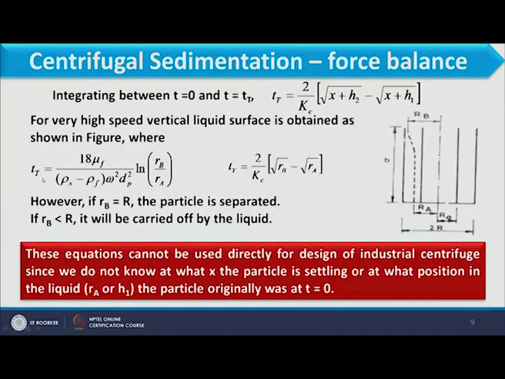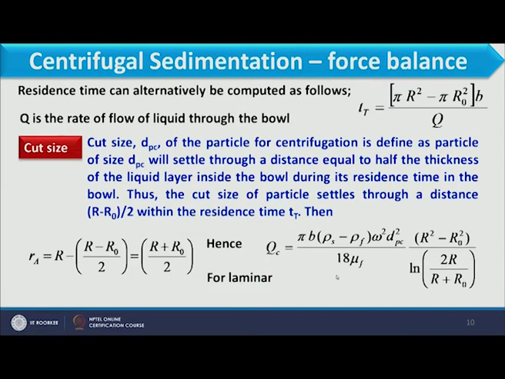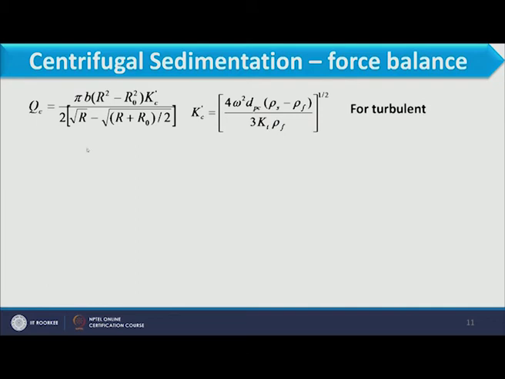If you consider the previous slide, here we have the Tt expression. Once we put the Tt expression in this and solve it for Q, we can obtain the equation like this. Similarly, for the turbulent zone, we have this expression where Kc dash we can define like this. We already have the residence time in the laminar zone as well as in the turbulent zone, so we put that expression to calculate the Q value. Because we have two expressions of Tt, we can replace and then calculate Q for laminar as well as turbulent.